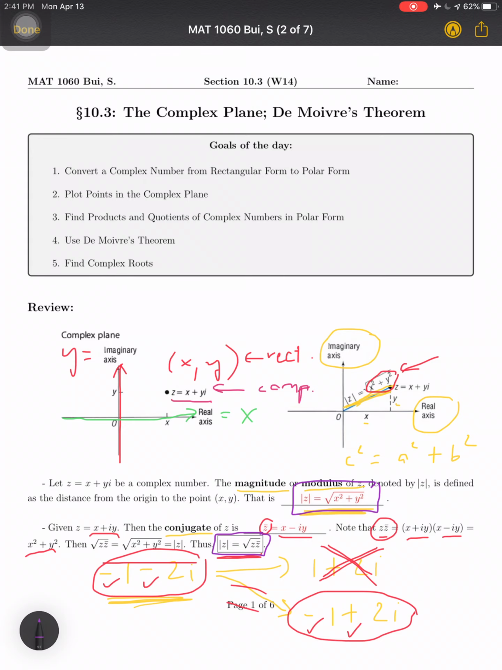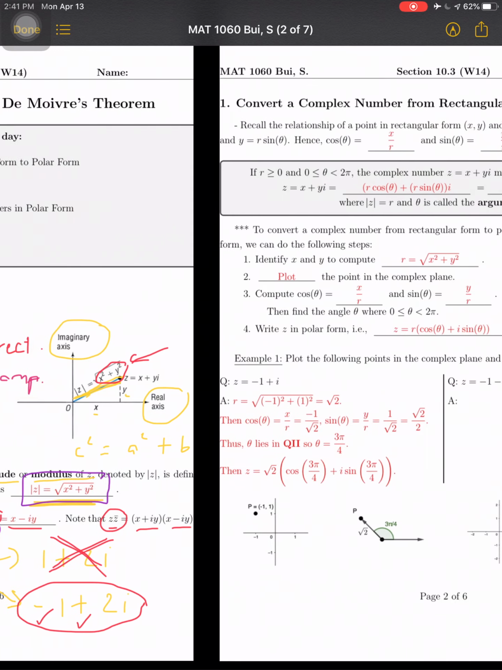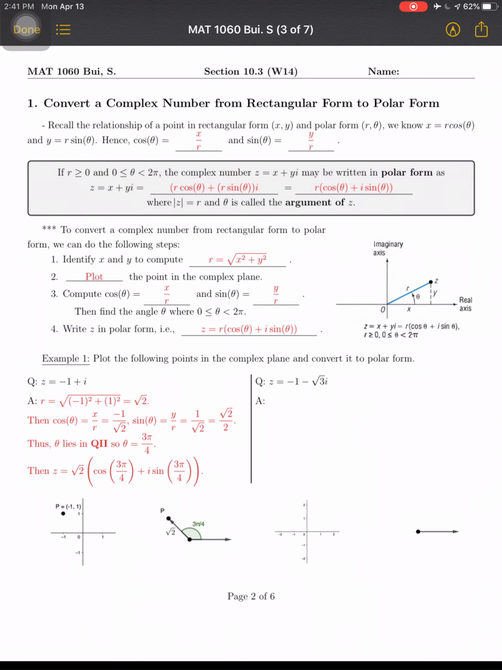Okay? And then let's move on to the first topic of the day, converting a complex number from rectangular form to polar form. Okay, so once we have a complex number, we know how to plot it in our xy coordinate already, but how can we plot it in polar coordinate, right? That would be our next question. So in 10.1, if you guys remember, in each of the examples, I always ask you guys to draw a point in both coordinates, right?